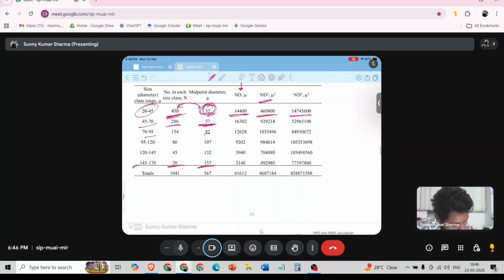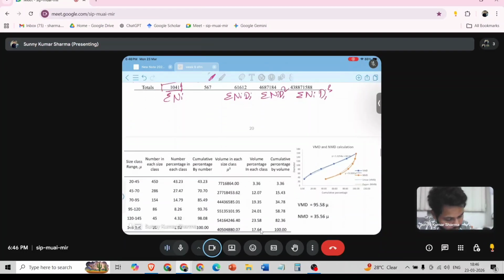So when you are adding this, this will become sigma Ni di. And this is sigma Ni di square. This is sigma Ni di cube. And this is sigma Ni, the number of droplets, which is 1041. That is the total number of droplets.